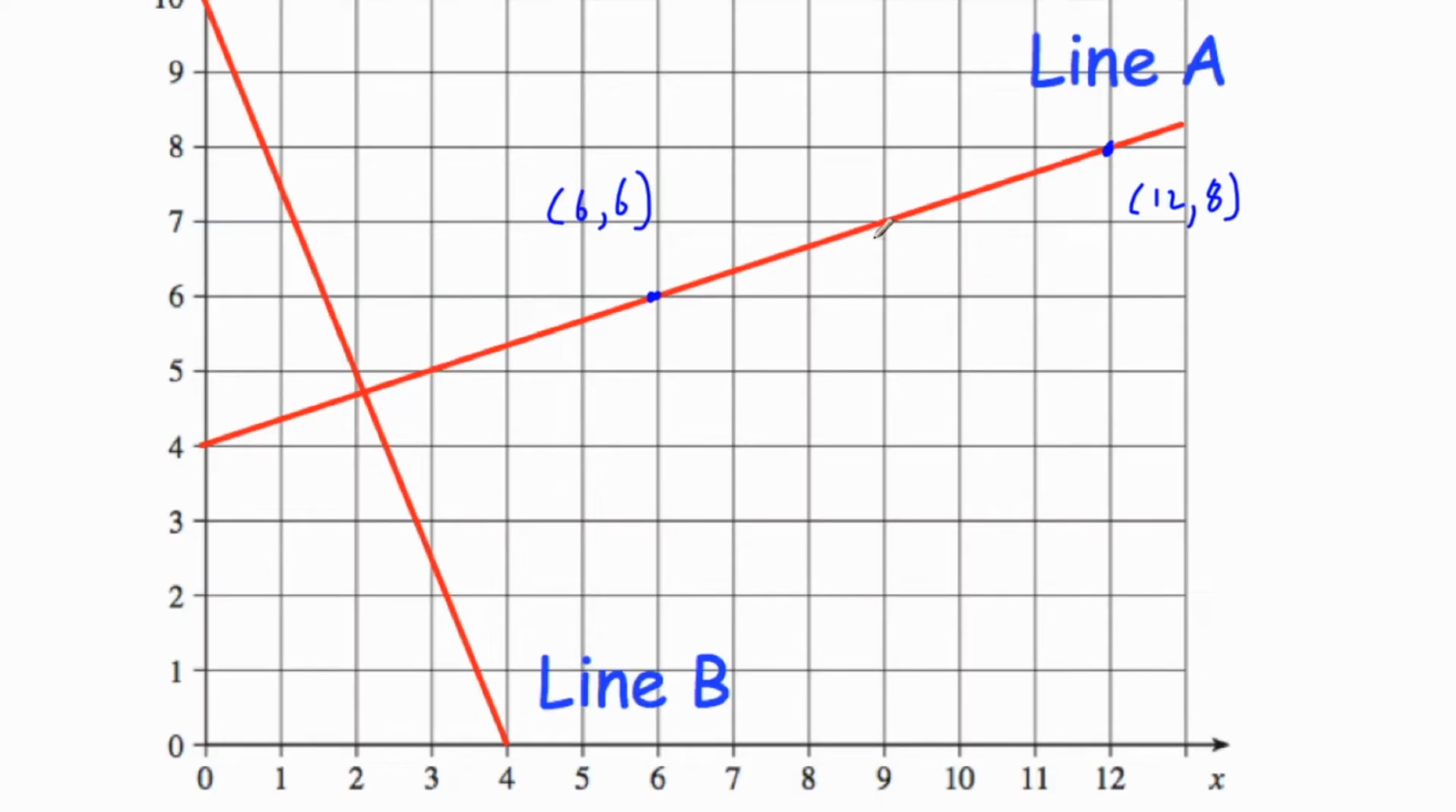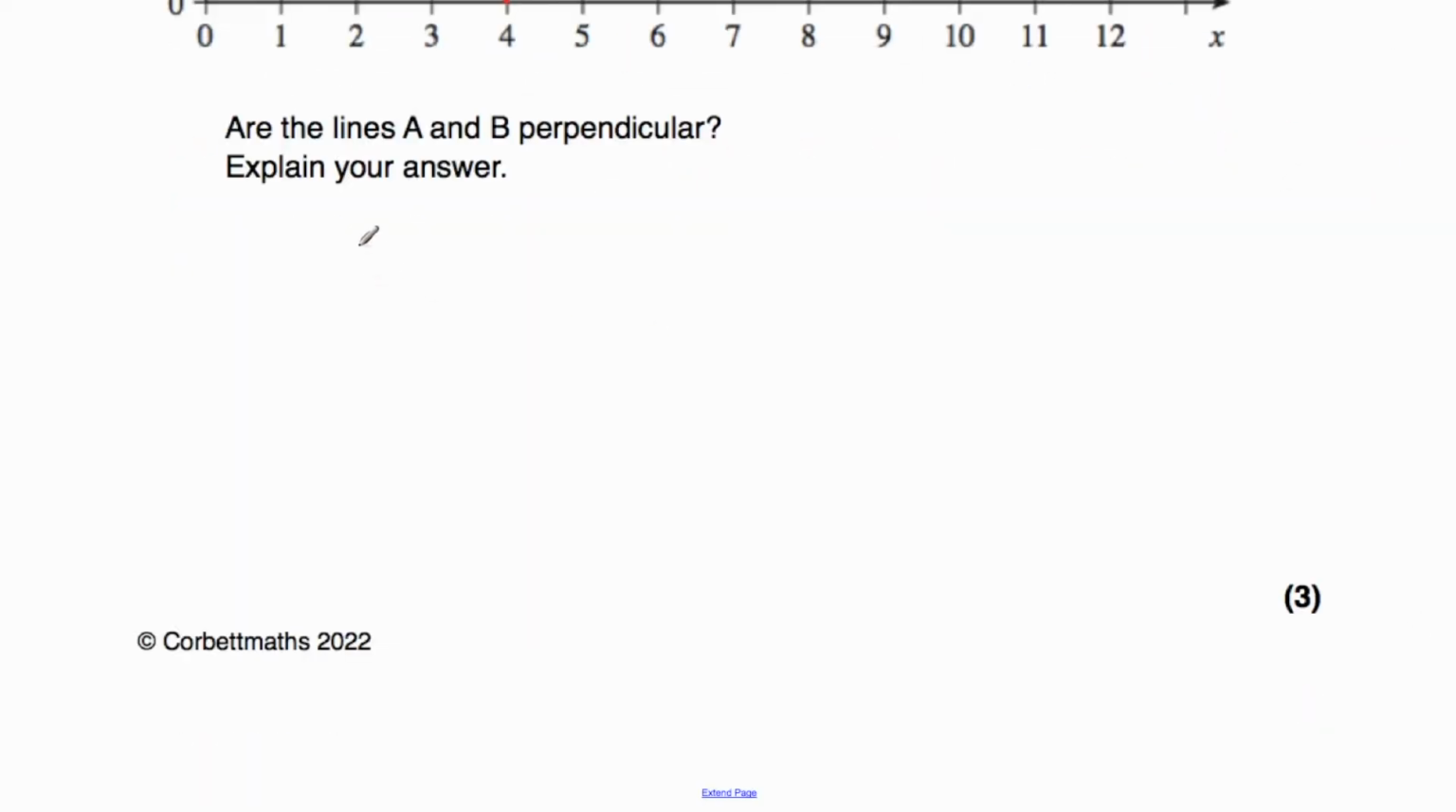Okay, so we've got these two points on the line A and I want to work out its gradient. So I'm going to draw my little triangle with a right angle, and then we're going to find the run and the rise. In terms of the run, we're going from 6 across to 12 across, so it's got a run of 6. And in terms of its rise, it's going from a height of 6 up to 8, so it's going to rise by 2. So the gradient for line A will be m equals rise over run. The rise is equal to 2. The run is equal to 6, and 2 divided by 6 is a third. So the line A has got a gradient of a third. Let's write that down. Line A, m is equal to a third.